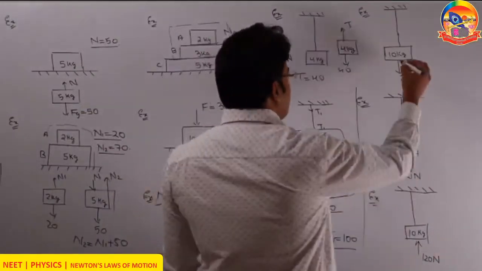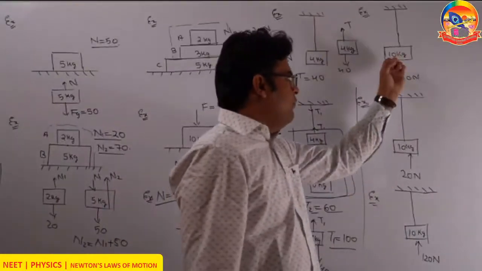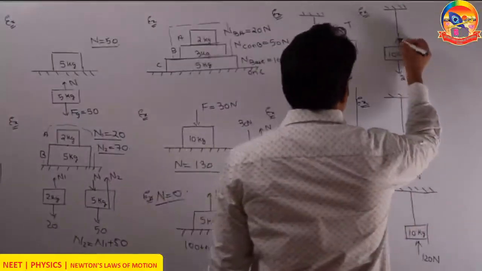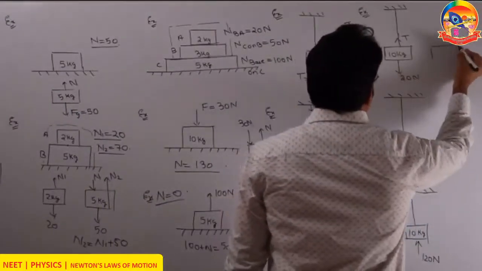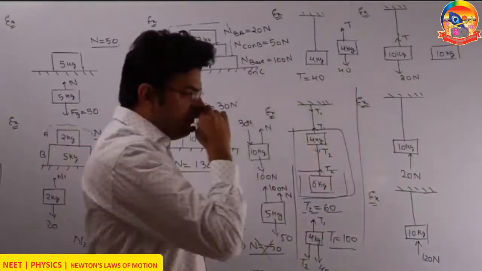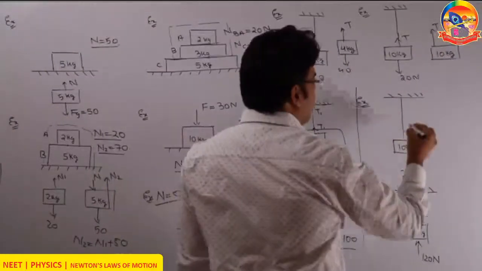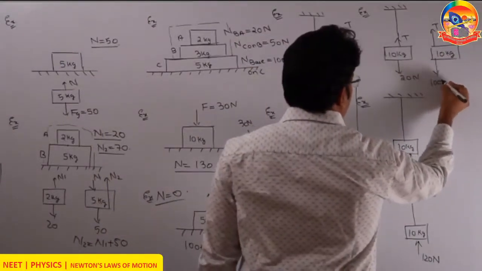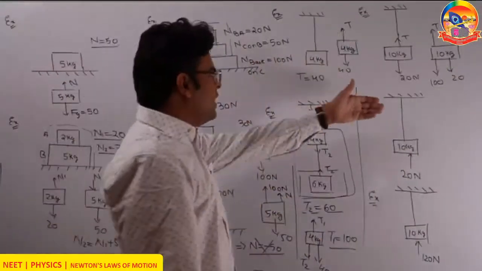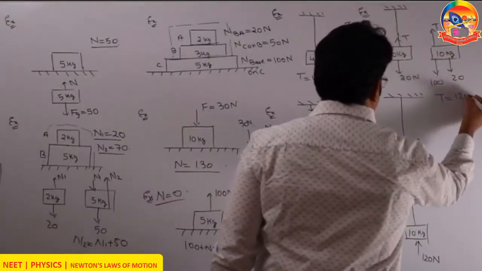Next example, there is a block of mass 10 kg hanging from a string. Somebody externally applied a force of 20 Newton down. Now what has to be the tension in the string? Let's say the tension in the string is T. So on this 10 kg block, if we make the free body diagram, there will be three forces acting: an upward force of tension T, a downward force of gravity 100, and a downward external force 20. If the net force has to be 0, then the net upward force has to be equal to the net downward force. So you will write T equals 100 plus 20, that is 120.